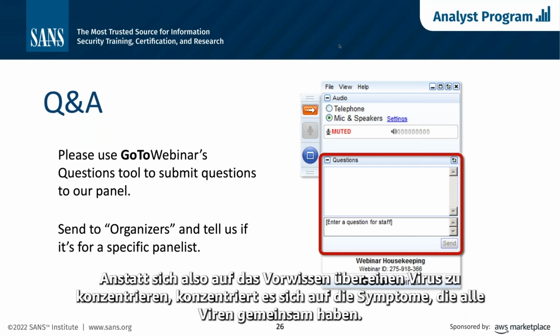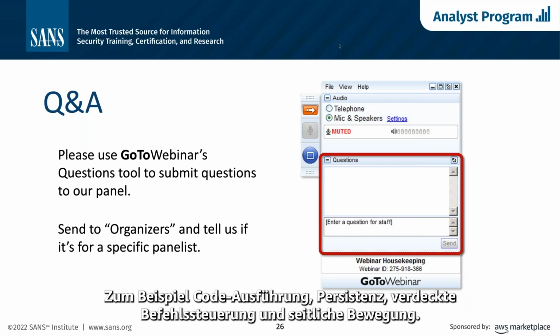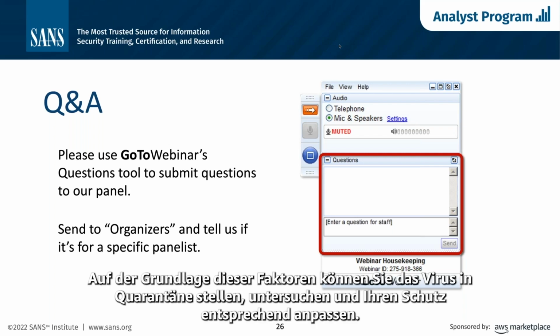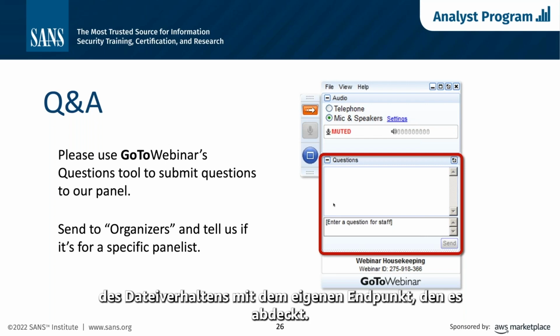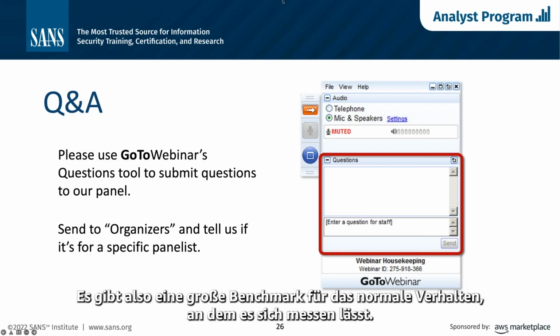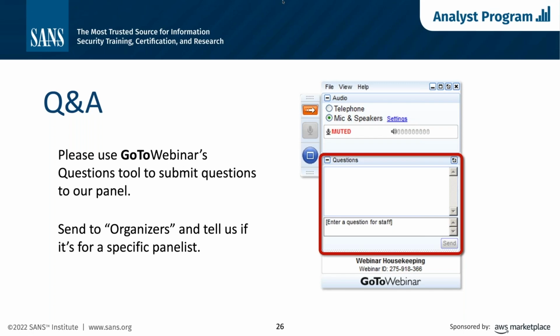Rather than focusing on prior knowledge of a virus, it focuses on the symptoms that all viruses have in common, for example code execution, persistence, stealth, command and control, and lateral movement. Based on these factors, it lets you know how to quarantine, investigate, and adjust your protection accordingly. EDR enables analysis of the unknown in real time, and it does that by correlating the file's behavior to the endpoints it covers. So it delivers a larger benchmark of what normal behavior is to measure against.